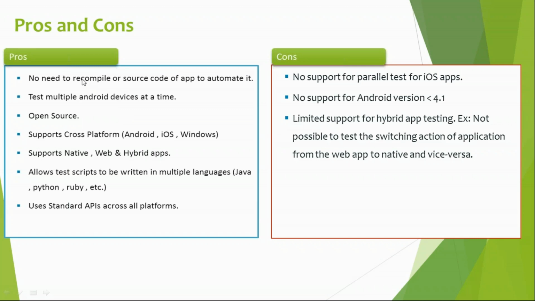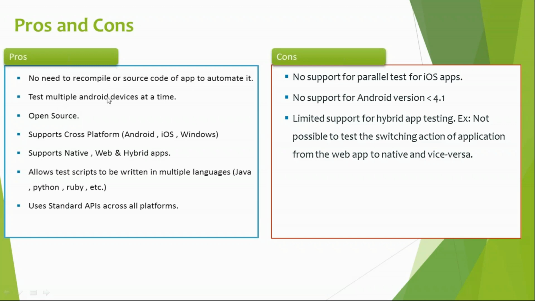The advantages are that there is no need to recompile your application, and you don't need the source code. You just need only the APK file. If you have the APK file, it's more than enough. Let's say the application is developed by some other company like Infosys, and we need to test it. It doesn't require any source code. All you need for your application testing is the APK file or IPA file. So no recompilation is required here.